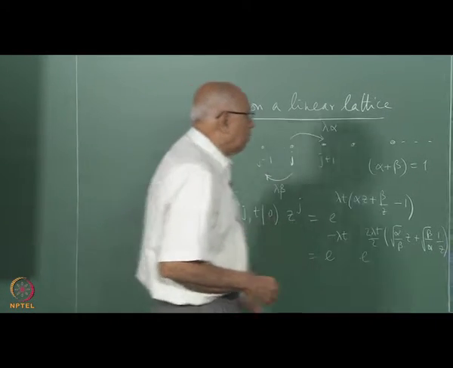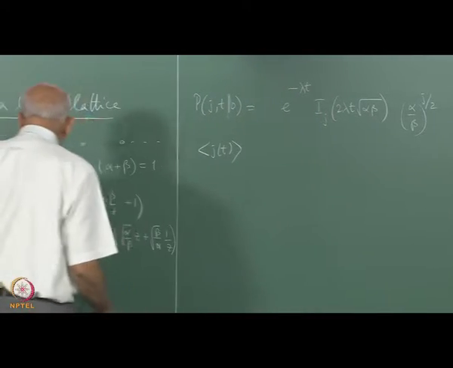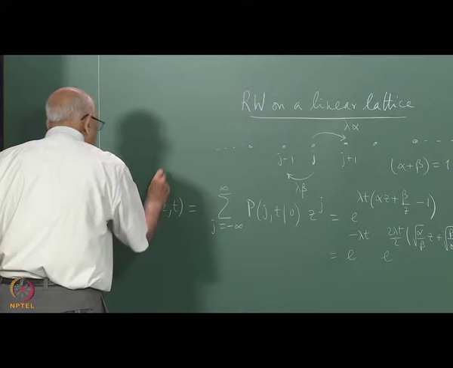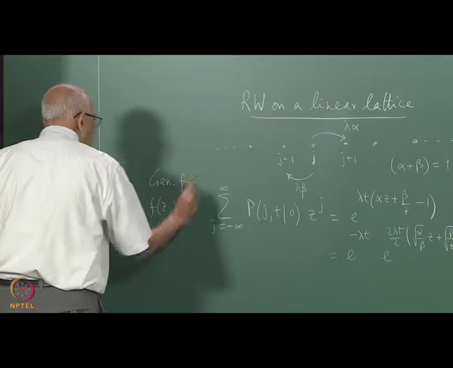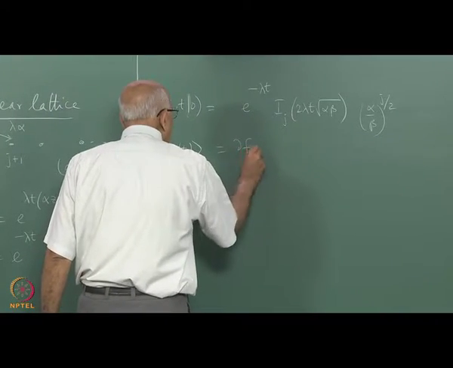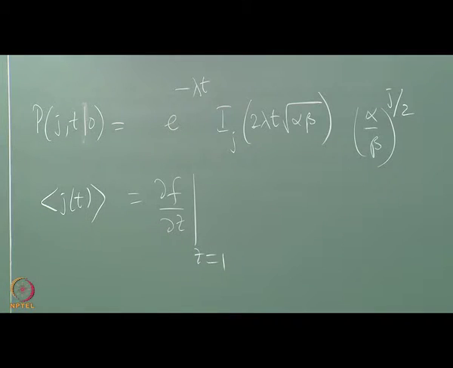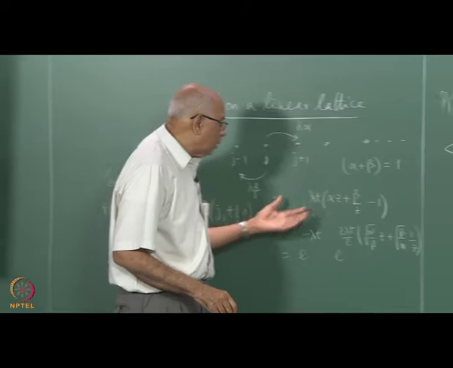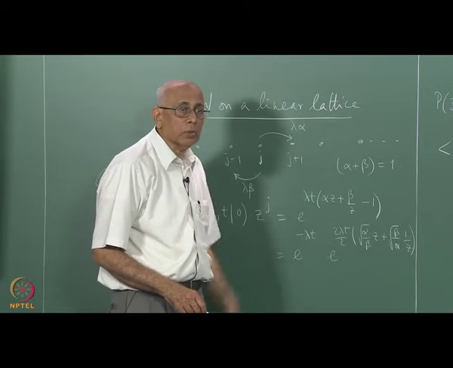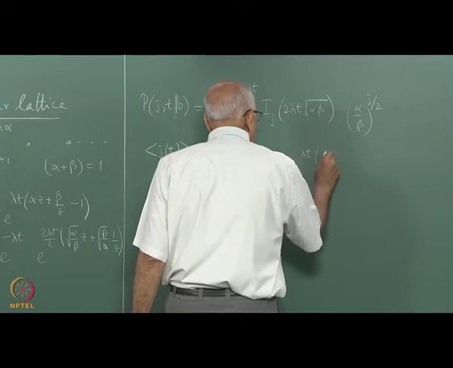For instance, the mean value of j of t was equal to, if I call this the generating function f of z comma t, the mean value here is just the derivative of f with respect to z at z equal to 1, and that follows directly from here. You differentiate this, you pull down a lambda t and then an alpha minus beta. If you put z equal to 1, the exponent goes away, and this is equal to lambda t times alpha minus beta.